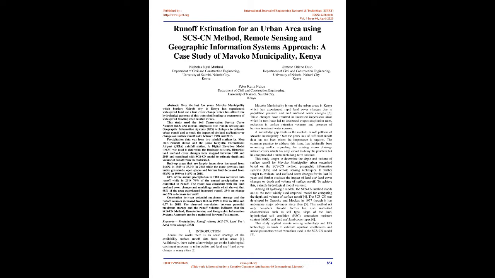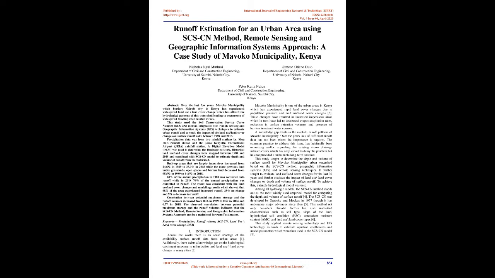Abstract: Over the last few years, Mavoko Municipality, which borders Nairobi City in Kenya, has experienced widespread land use/land cover change, which has altered the hydrological patterns of this watershed, leading to occurrence of widespread flooding after rainfall events. This study used the Soil Conservation Service Curve Number, SCS-CN, method integrated with remote sensing and geographic information systems, GIS, techniques to estimate urban runoff and to study the impact of the land use/land cover changes on surface runoff rates between 1989 and 2018.